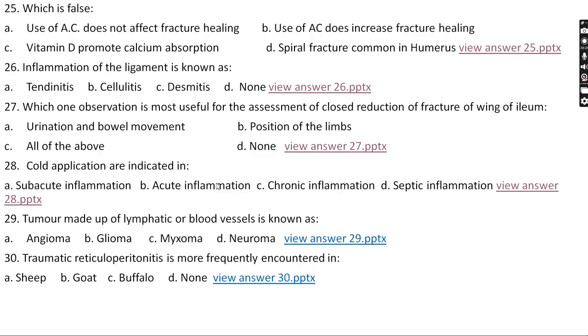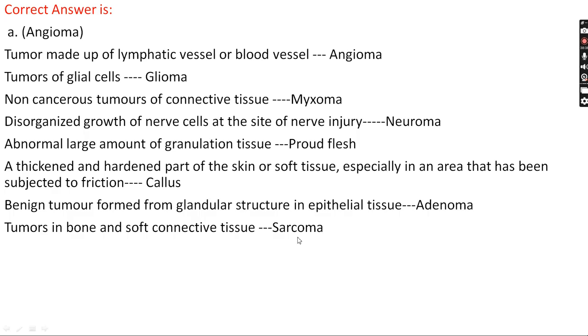Okay. Question number 29. A tumor made up of lymphatic or blood vessels is known as option A, angioma, option B, glioma, option C, myxoma, option D, neuroma. The right answer is option A, that is angioma. A tumor made of lymphatic vessels or blood vessels is known as angioma.